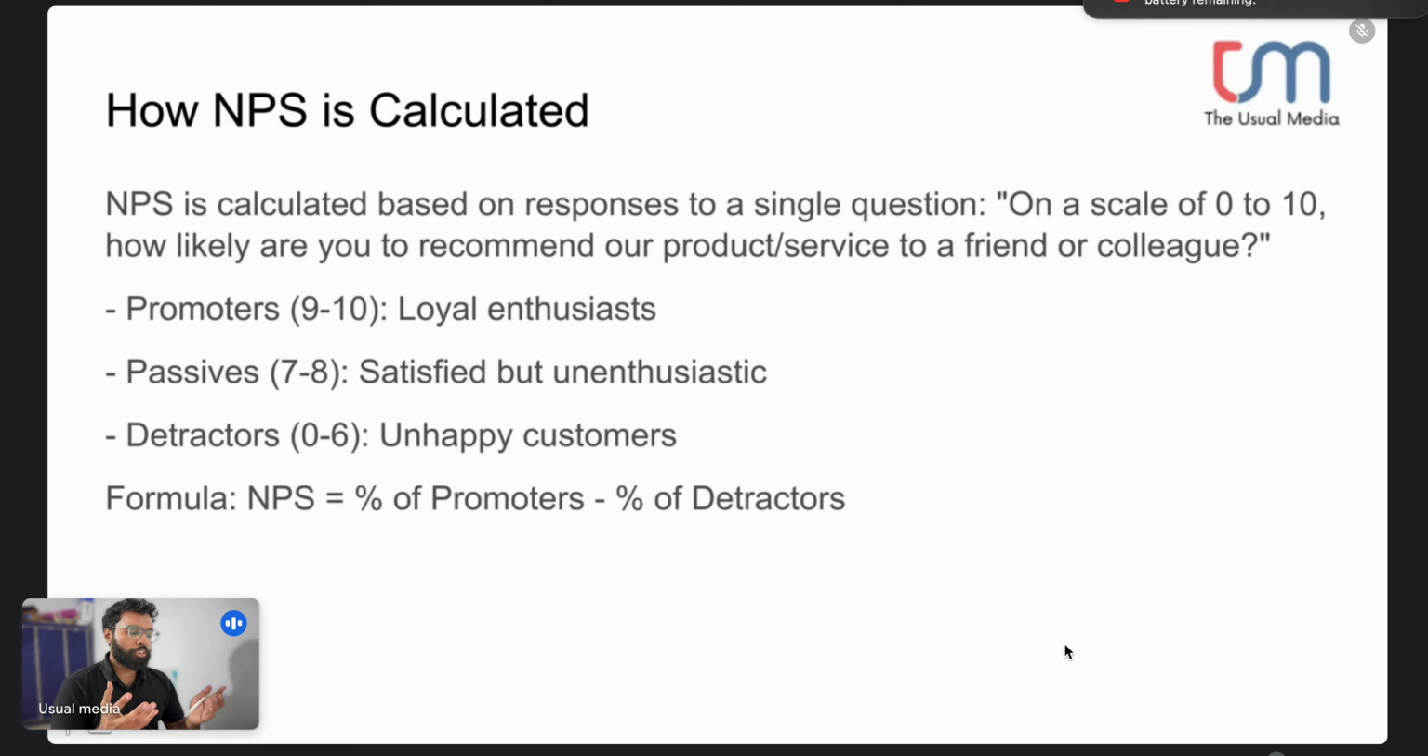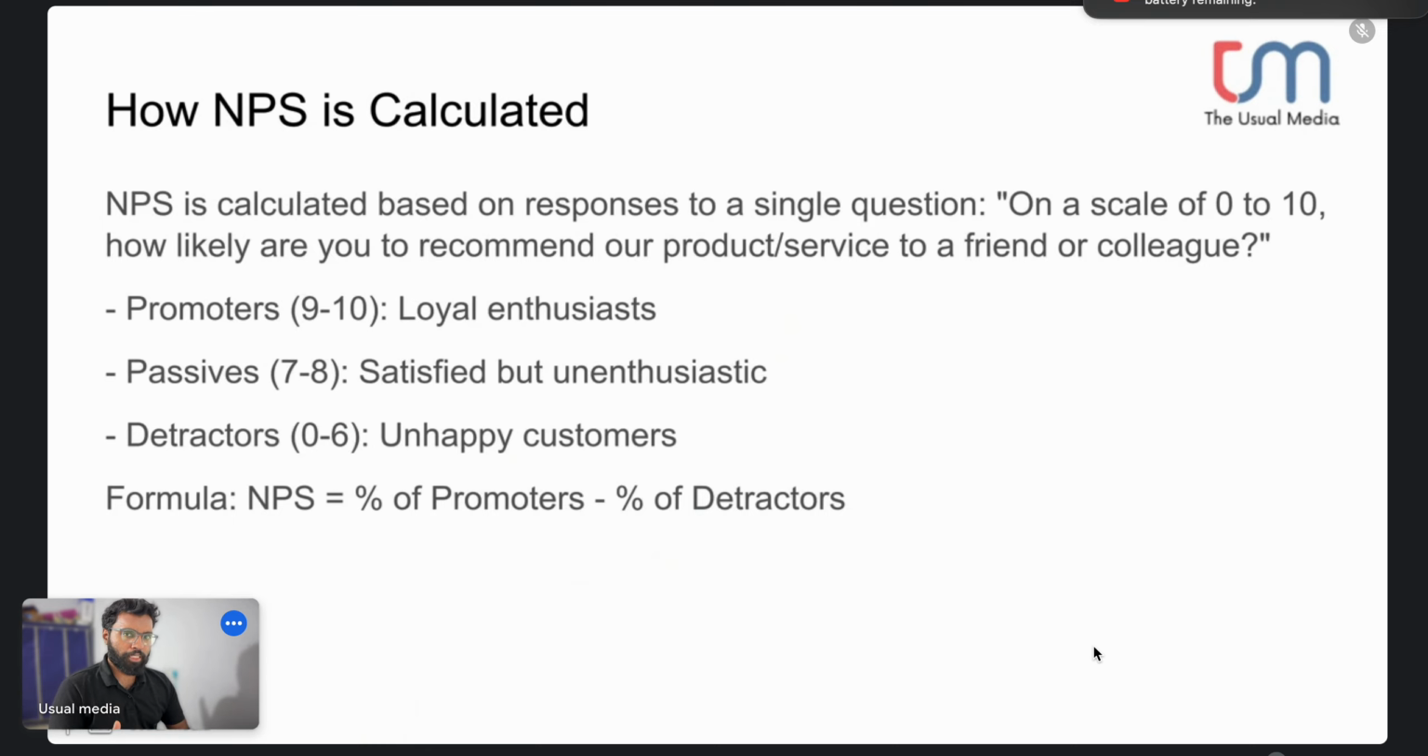So promoters are those people who are very likely, like most likely, will be recommending your product to their friends. Passives are those kind of customers who are satisfied, but they are unlikely to recommend that product to their friends. Maybe, let's say you went to a restaurant, you had a nice cuisine which is not available everywhere, it is unique. So you are more likely to recommend that food to a friend. So which means you come under the segment of promoters.